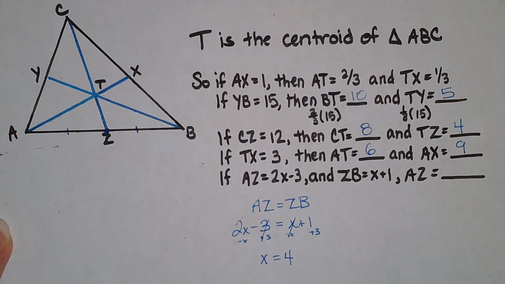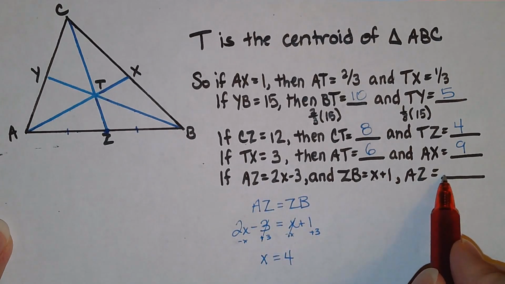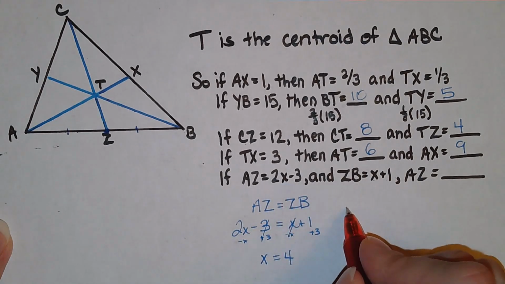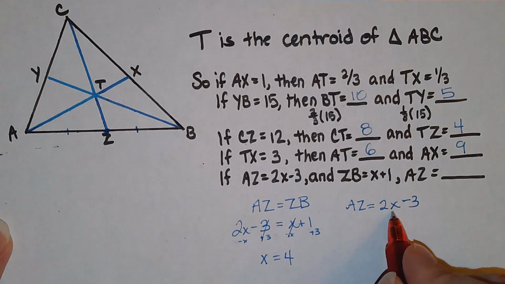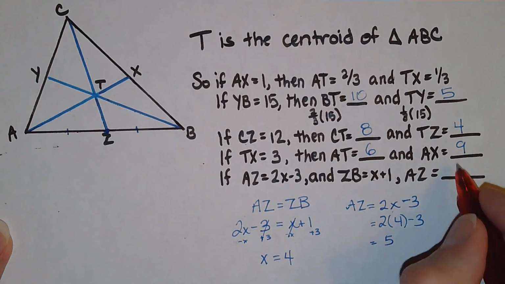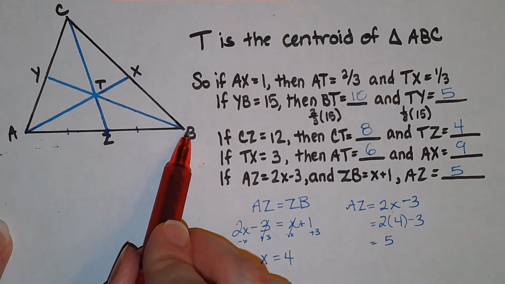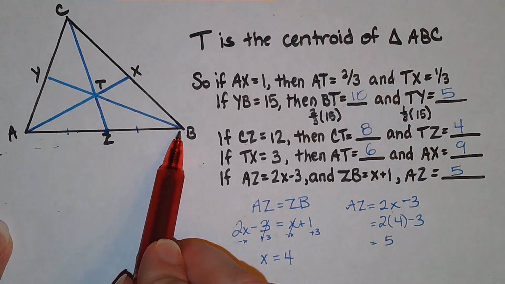Now, is that my final answer? No, because I wasn't asked to just solve for x. I was asked for what is the length of AZ. So I have to take x equals 4 and plug that back in here. So AZ, 2x minus 3. Now I'm going to put a 4 in here. 2 times 4 minus 3. So I've got 8 minus 3. So AZ is going to equal 5. So if this part here is 5, then you'll know this part here is 5, and the whole base of this triangle from A to B would be 10.